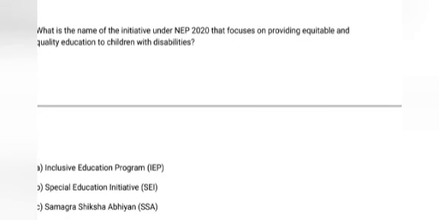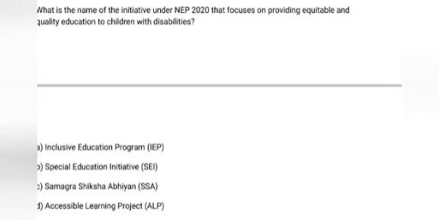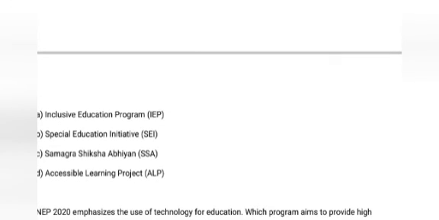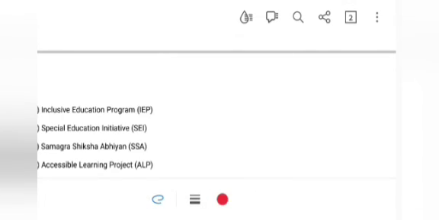Then what is the name of the initiative under NEP 2020 that focuses on providing equitable and quality education to children with disabilities? Inclusive Education Program, Special Education Initiative, Samagra Shiksha Abhiyan, and Accessible Learning Project, IEP, SEI, SSA, ALP. So it will be Special Education Initiative, SEI.